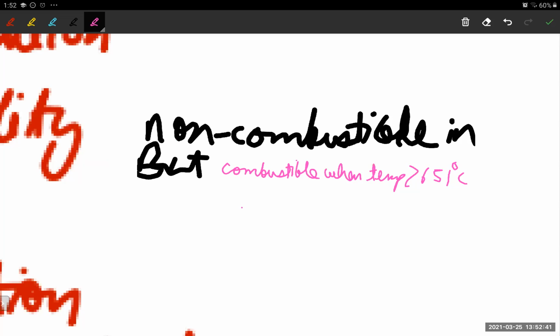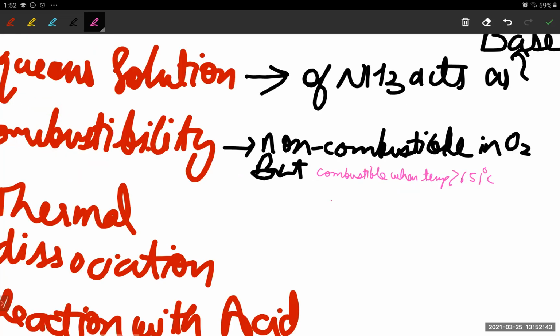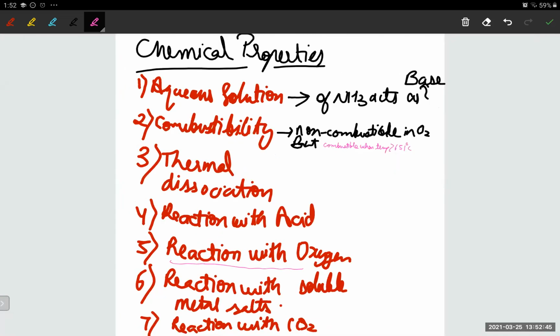So I've written reaction with oxygen. Tell me, what will be the reaction? Will it react? No. Will it react? It will, but at temperature 651. Understood? Okay. Next, we talk about the thermal decomposition.